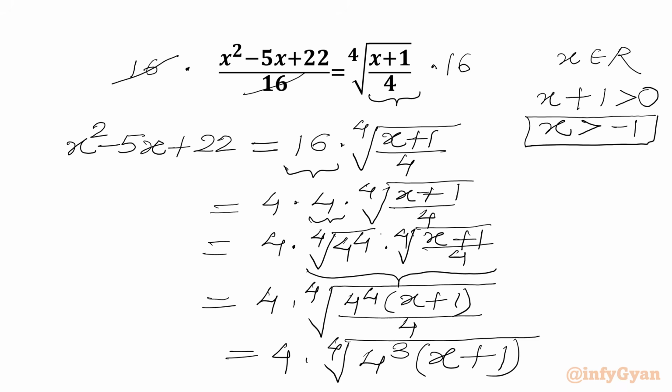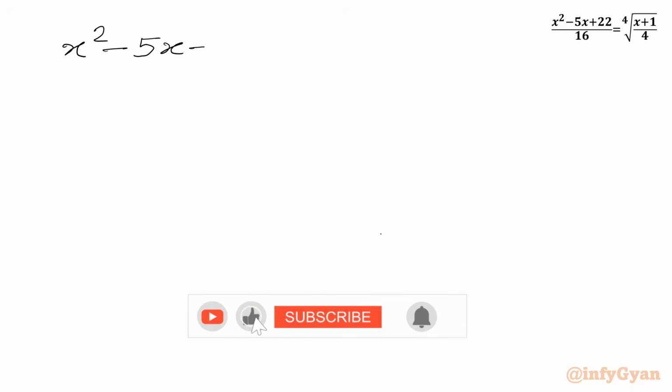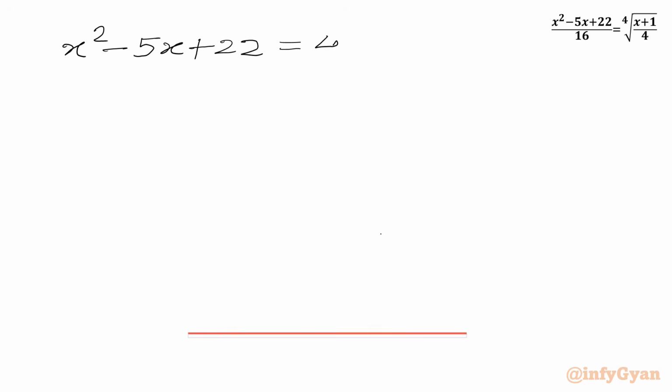Now we will write our equation: x² − 5x + 22 equal to 4 times the 4th root of 4 cube, that is 4 times 4 times 4 times (x + 1).